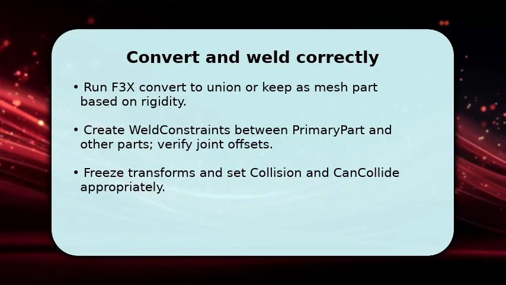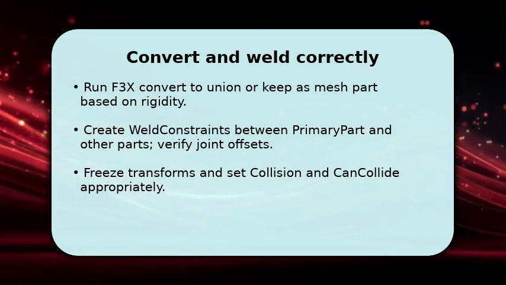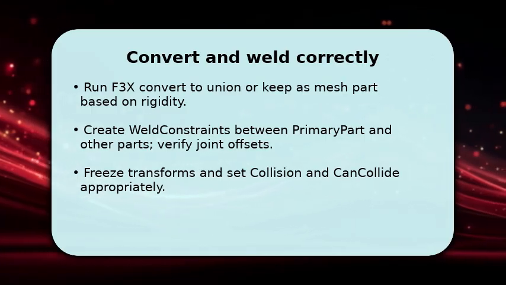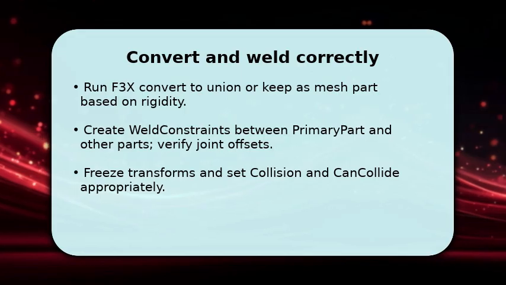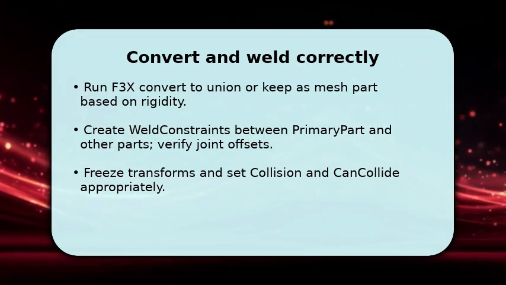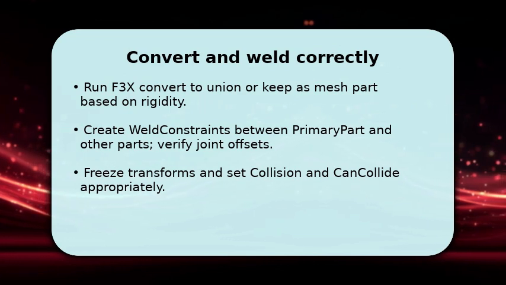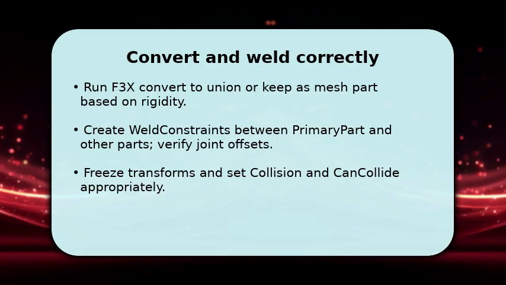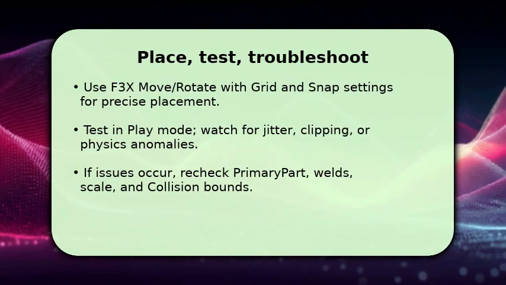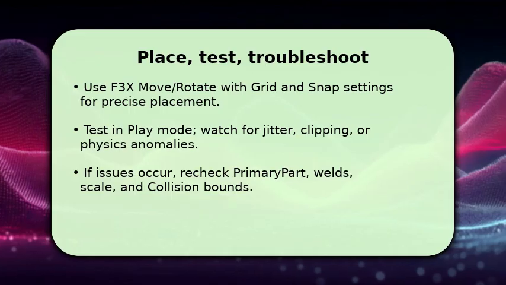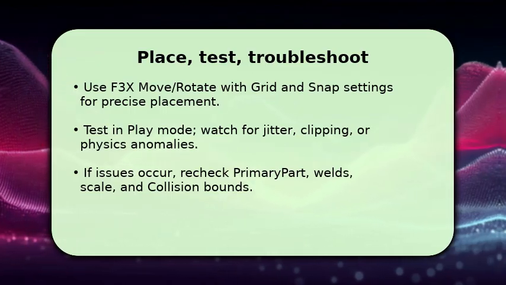After welding, freeze transforms to lock orientation, then adjust collision and CanCollide to prevent physics glitches. Doing these steps prevents the model from drifting and ensures F3X tools move the mesh as a single solid object. Now place the mesh using F3X move and rotate tools with grid snap for precise alignment. You want predictable increments. Once placed, test in play mode to observe physics, collisions, and visual clipping.